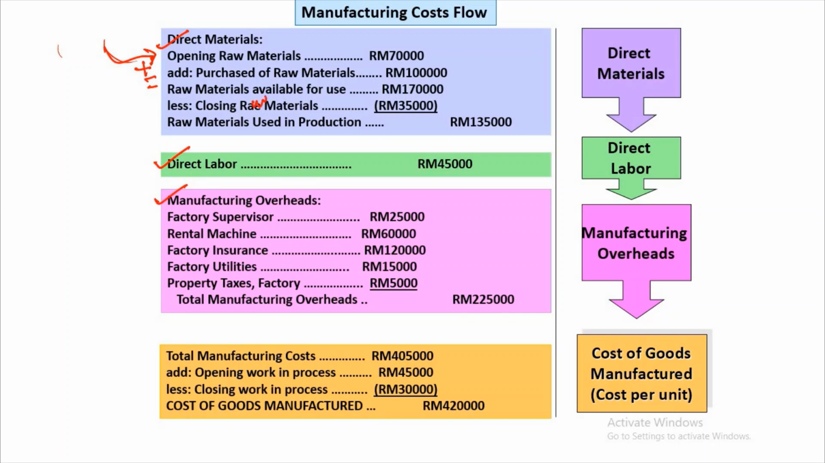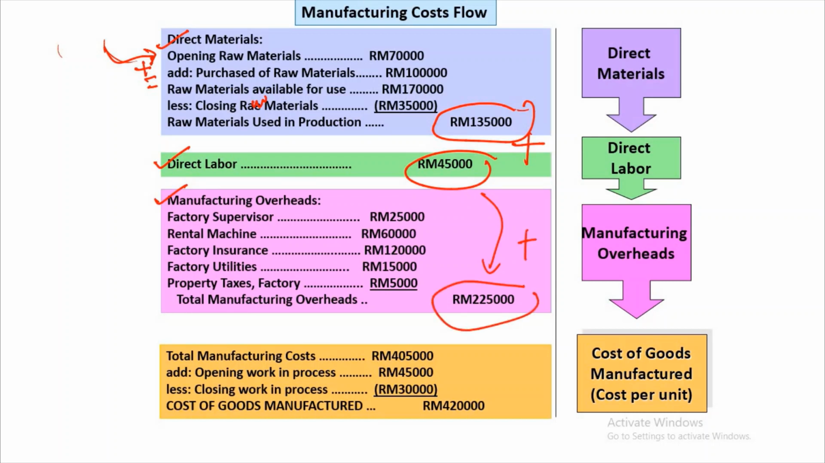The reason we need to minus the closing raw material is that these are the raw materials that we have yet to use in production. Kita belum guna dia lagi. When we are not using it, it should not enter into the raw material used in the production. So that's why we minus it off, and then you get the raw material used in the production. Then you add the direct labor, and then you add your manufacturing overhead.